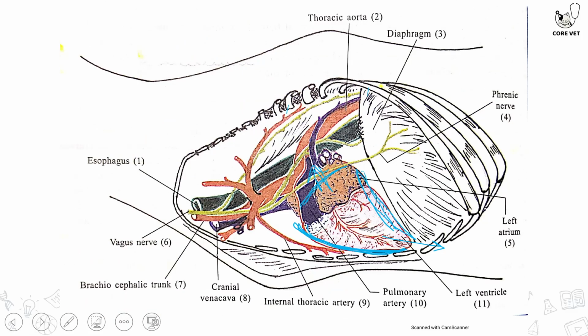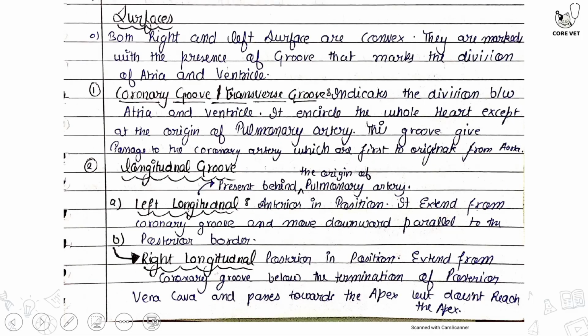Now coming on to the part where we are going to study the grooves present in the heart. There are three grooves that we have to discuss: the coronary, the longitudinal, and the intermediate. The right and left surfaces of the heart are convex. They are marked by grooves that mark the division of the atria and the ventricle.